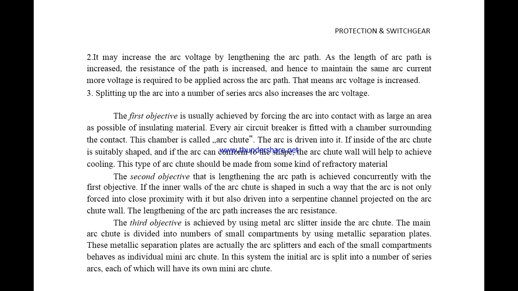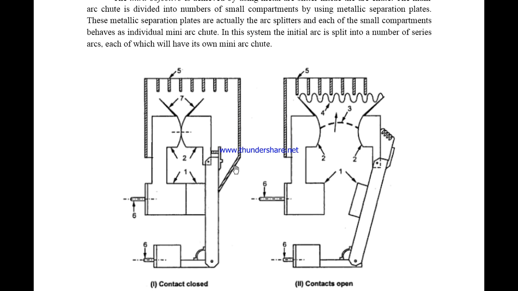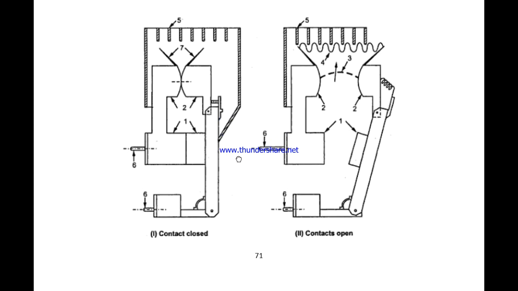The first objective is usually achieved by forcing the arc into the contact. The second objective is lengthening the arc path, which is achieved concurrently with the first objective. The third objective is achieved by using a metal arc splitter inside the arc chute so that you can split it. So this is an example of the normally closed and normally open types which we can have.